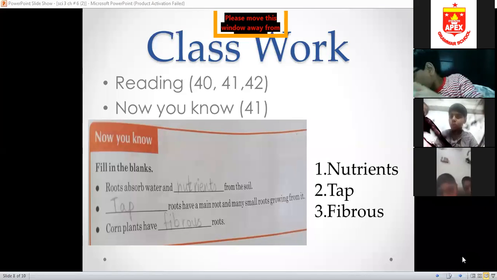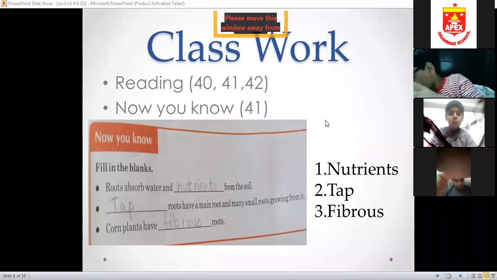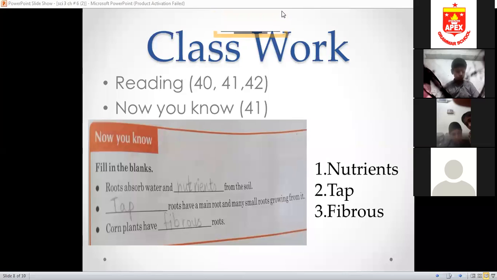Yes, Zayan, continue from the importance of roots. You can unmute your mic by yourself. Importance of roots. Roots fix the plant to the soil. They also absorb water and nutrients from the soil. Some roots store food prepared by the plant, for example, radish, carrot, and turnip. Potato grows under the ground. It is not a root. It is a stem.